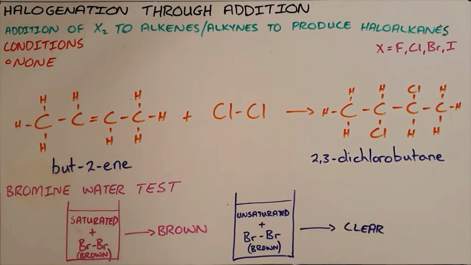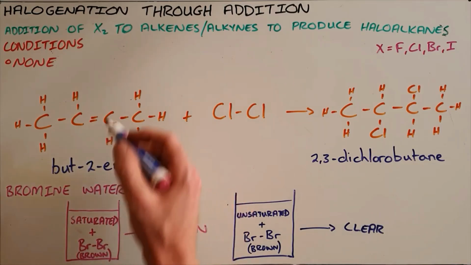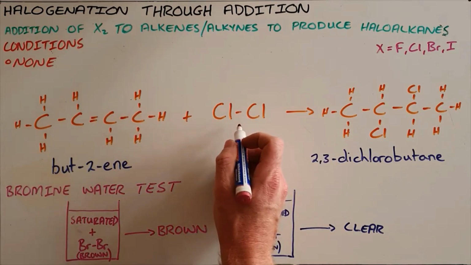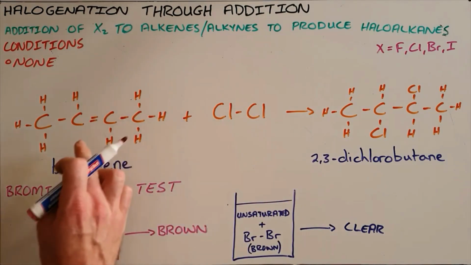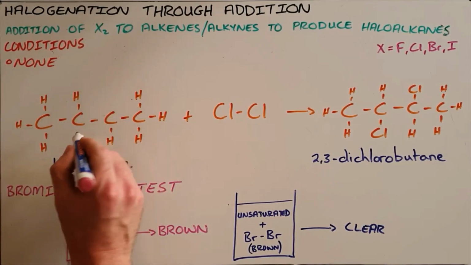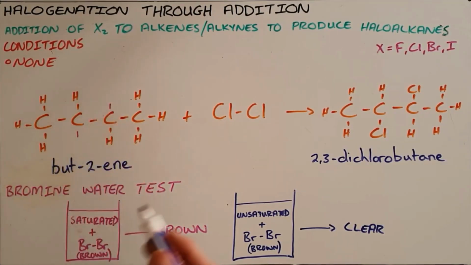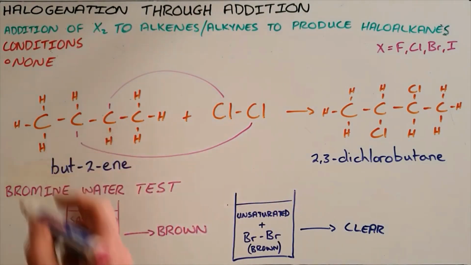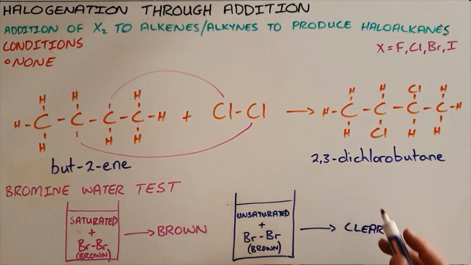occur almost spontaneously. As an example here we have but-2-ene, where we have a double bond on the second carbon that reacts with chlorine, and we know that this happens because the double bond, the second bond, is not as strong as the first, and as a result that bond would break and those bonds would then form with chlorine, and we would form 2,3-dichlorobutane, and that is halogenation through addition.